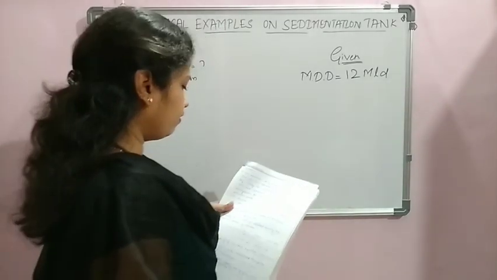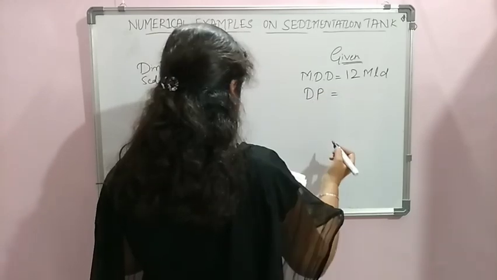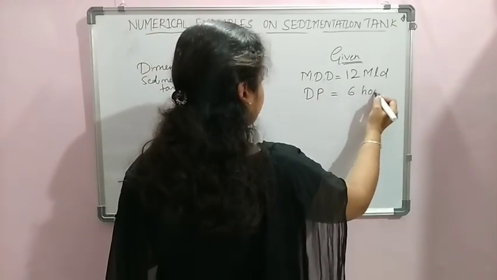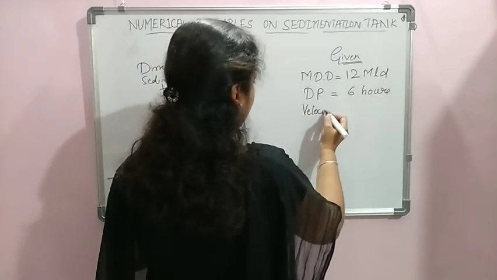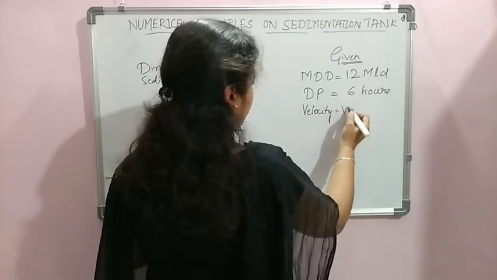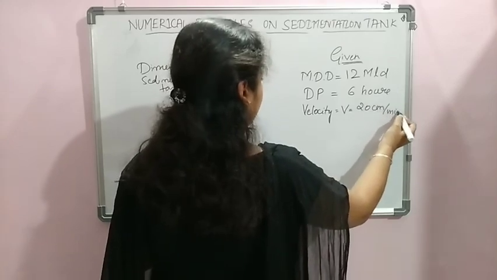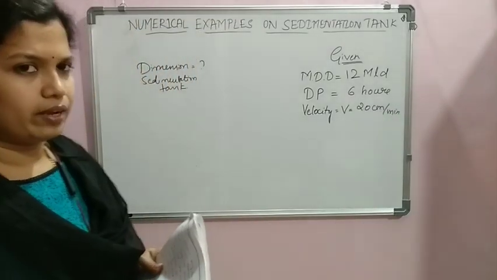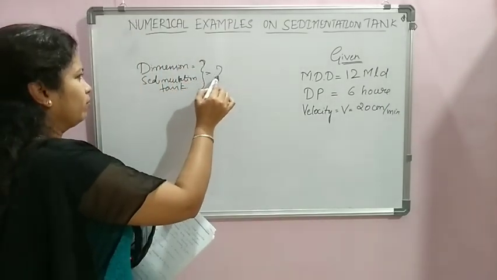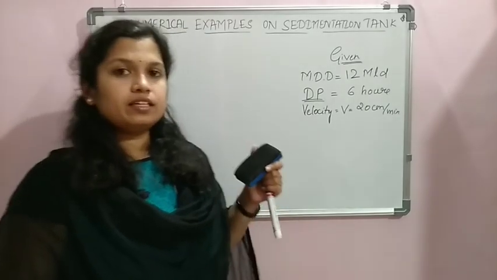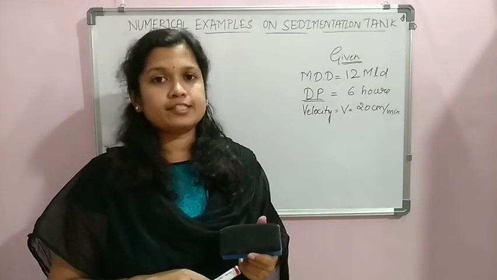What is the next data they have given to us? They have given the detention period as 6 hours. This is one more data they have given, and also they have given us the velocity of flow, which we can call V. Velocity of flow is given as 20 centimeters per minute. Now these are all the data that are available. By making use of these data, we need to find out the suitable dimension for the sedimentation tank.